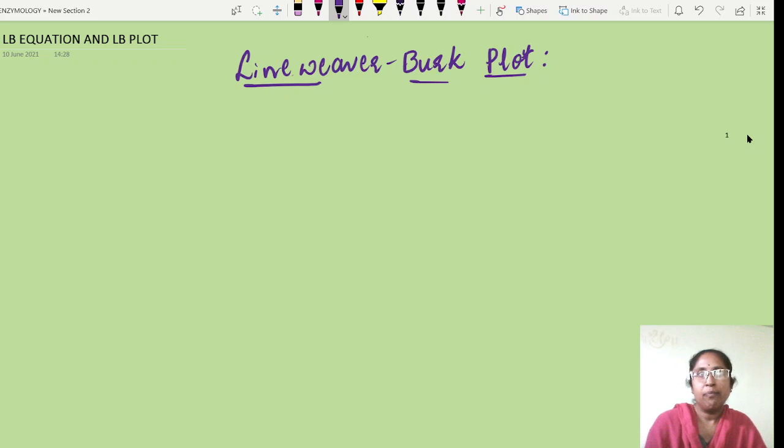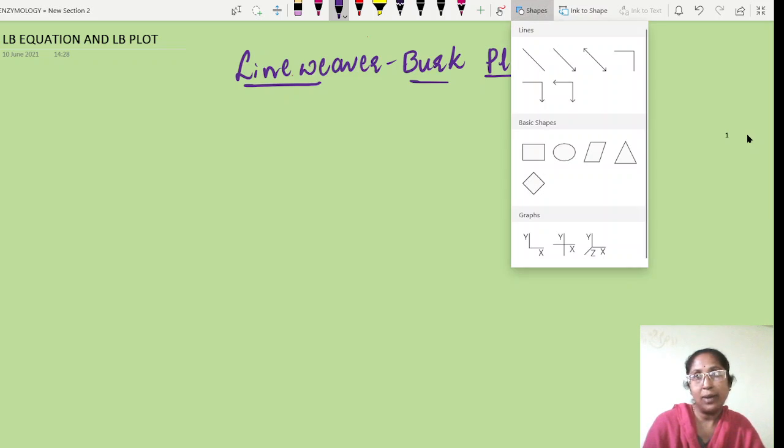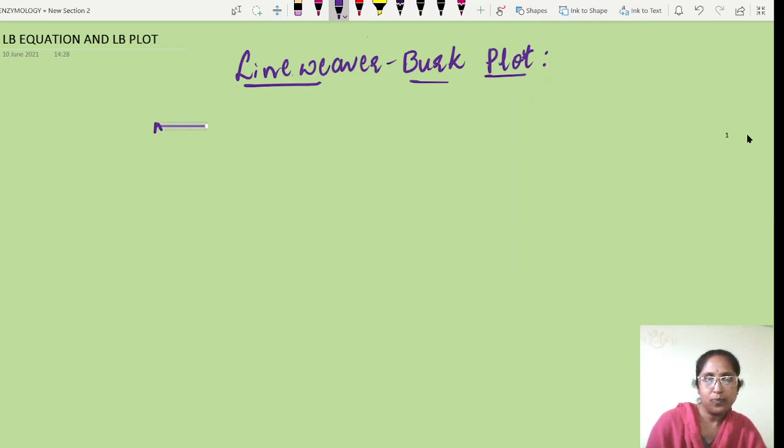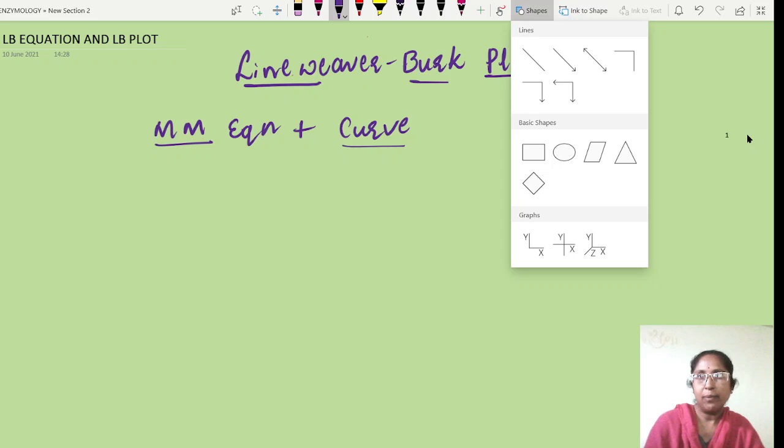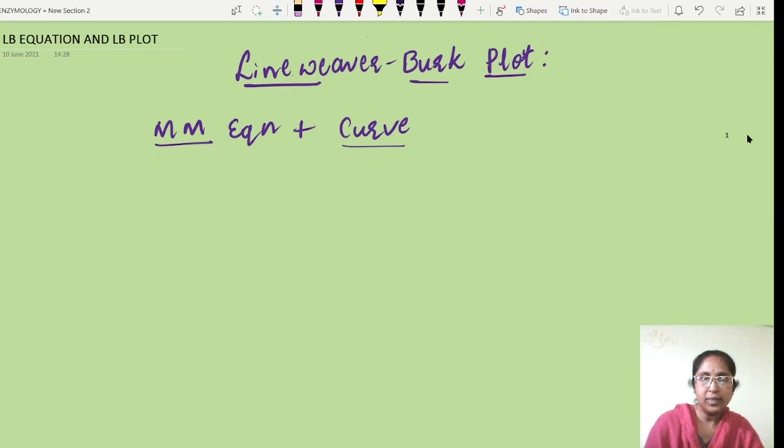In the previous session, it was discussed that by using the Michaelis-Menten equation, we can calculate Km and Vmax. By using the graph, we can calculate Km and Vmax. So how are we going to calculate the Km and Vmax? By using the MM equation. We will see how we calculate Km and Vmax by using the MM equation and its curve.